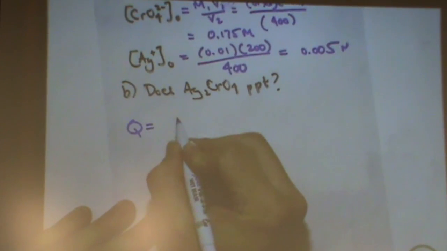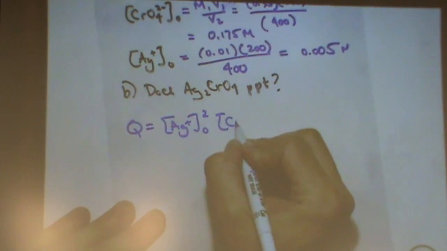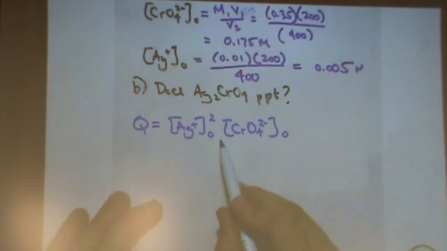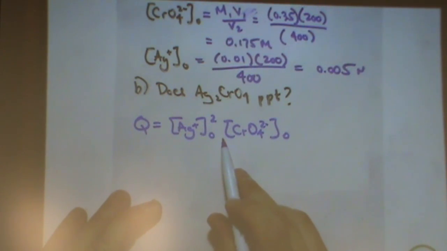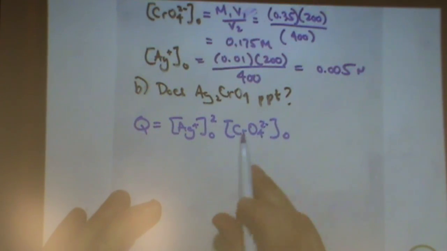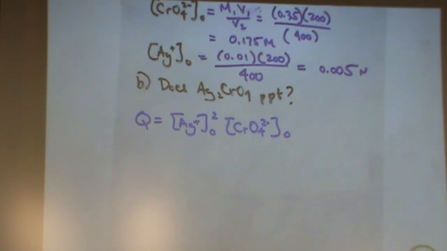Q is equal to silver initial squared times CrO4 2 minus. Is it too crazy that I put a squared by the silver? Is that okay? Or should I explain that more? You have to raise your hand. What does the 0 mean? The 0 means initial. So that's back from chapter 14. Subscripted 0 means the initial, when you enter the problem or the I line of the ice table. Okay.